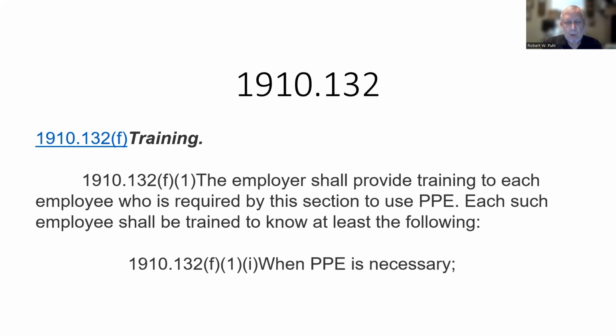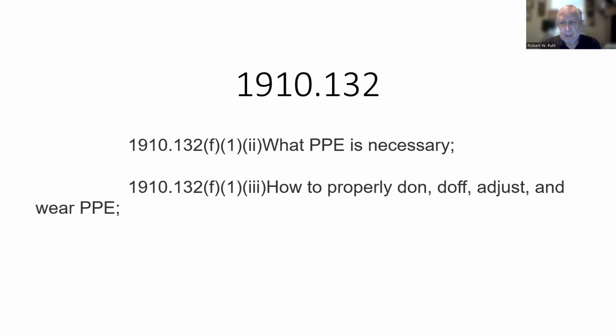Training. The employer shall provide training to each employee who is required by this section to use PPE. Each such employee shall be trained to know at least the following. So the employee has to know at least these things: when it's necessary, when they should use it, what PPE is necessary, how to properly don, doff, adjust, and wear it. So don means put on, doff means take off. So don and doff, on and off, adjust and wear it. So they've got to know this.